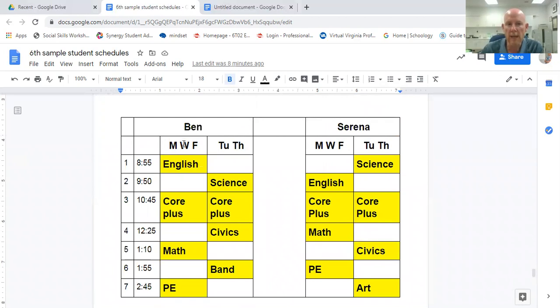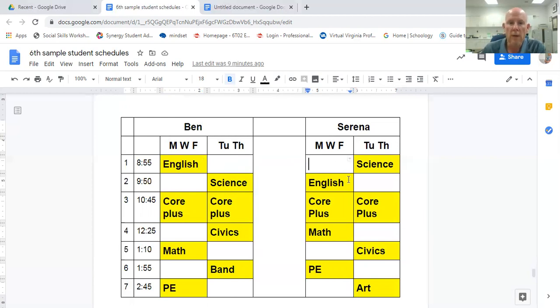Ben, again, looking at his schedule, Monday, Wednesday, and Friday. He's got English, Core Plus, Math, and PE. But look over here for Serena. Monday, Wednesday, and Friday, she starts the day with some of that blue space that we talked about earlier, where she's emailing teachers, completing assignments, doing homework, reading, getting materials together, perhaps in a Zoom meeting one-on-one with a teacher or small group. So Ben starts his day in English, and she starts her day in that blue period we talked about.